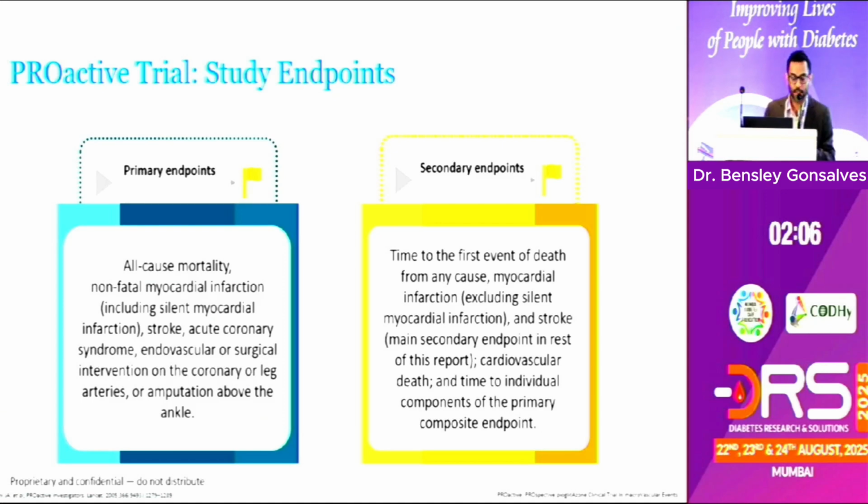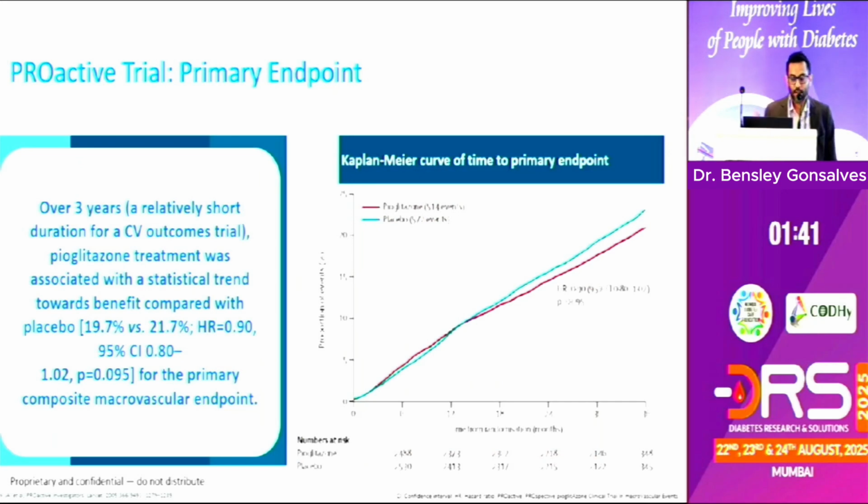So the primary endpoint was all-cause mortality, non-fatal MI, stroke, acute coronary syndrome, endovascular or surgical intervention on coronary or leg arteries, or amputations above the ankle. The secondary endpoint was time to the first event of death from any cause, MI, stroke, and cardiovascular death, and time to individual components of the primary endpoint. So what was seen, the primary endpoint, there was a statistical trend towards improvement in these primary endpoints as compared to the placebo.